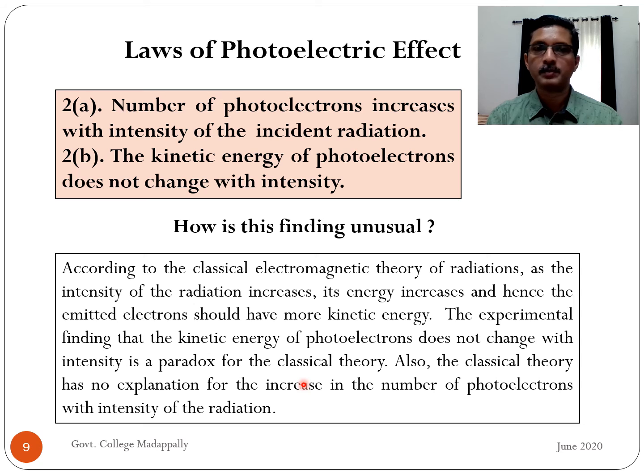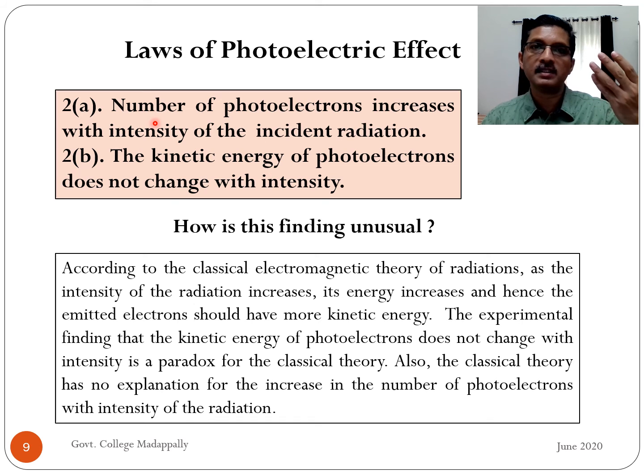This could not be explained by classical electromagnetic theory. So this was a paradox. And also, the classical theory has no explanation for the increase in the number of photoelectrons with intensity of the radiation. Look at the first part.